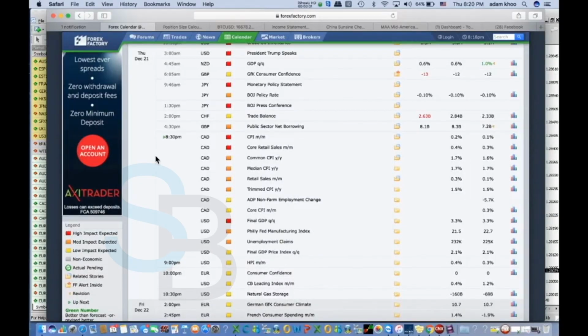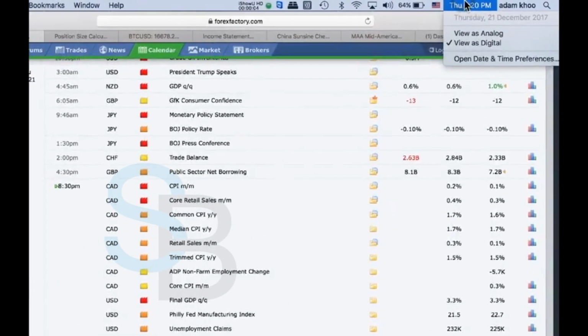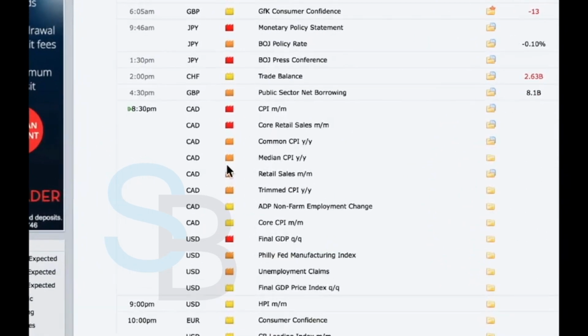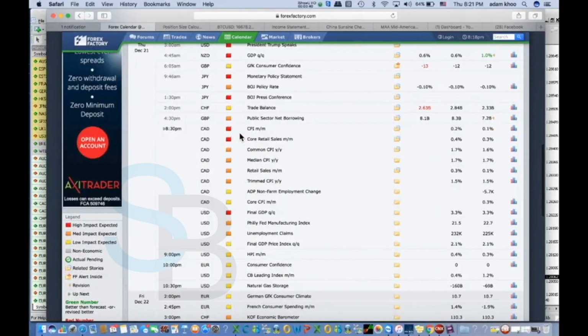Alright, so getting ready to scalp the news again. It's Thursday, 21st of December. It's 8:20 p.m. local time over here. I'm actually in Indonesia, so it's 1 hour ahead of Singapore. As you can see from the clock here, in 10 minutes, at 8:30, we have Canadian CPI news combined with core retail sales news. And there's also a GDP on the dollar. I'm going to trade the dollar Canadian pair because Canadian news tends to be stronger.